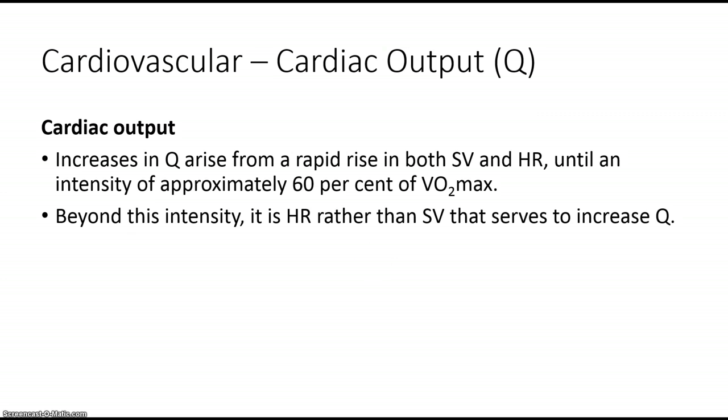So you can see a rapid supply there. Oh, yep, there's the Q from earlier that I was talking about. Increases in Q, cardiac output, arise from a rapid rise in both stroke volume and heart rate until an intensity of approximately 60% of VO2 max. Beyond this intensity, it is the heart rate that keeps increasing rather than the amount of blood being pumped out per beat.